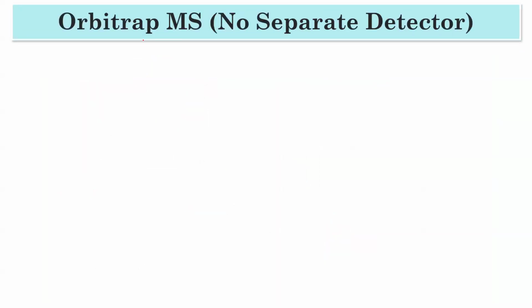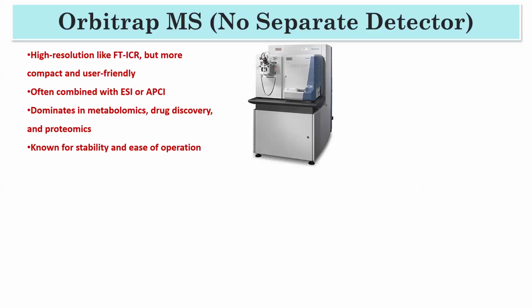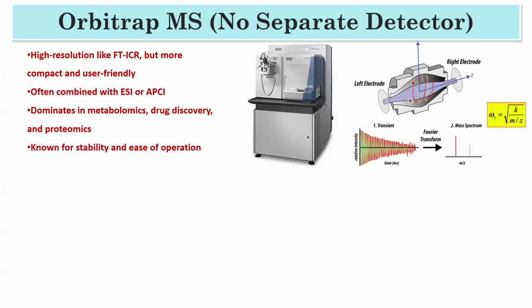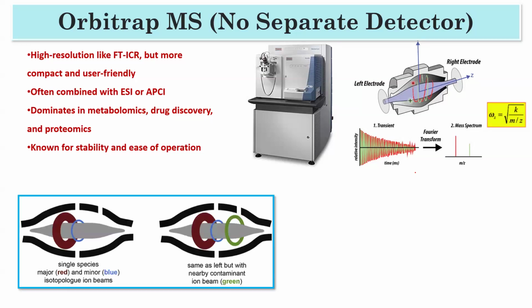Okay, Orbitrap MS we already talked about. It's smaller, right? It's not so big. It is also high resolution like FT-ICR, but more compact and user friendly, often combined with ESI and APCI, and dominates in metabolomics, drug discovery and proteomics, and is also known for stability and ease of operation. I already talked about this, so I can skip that.